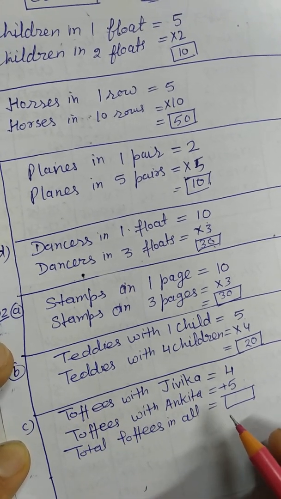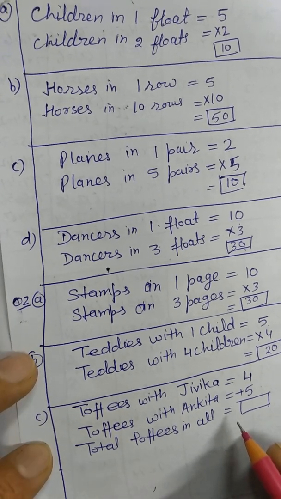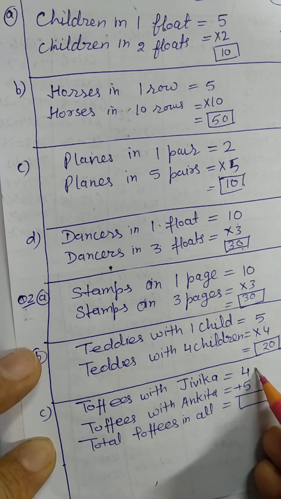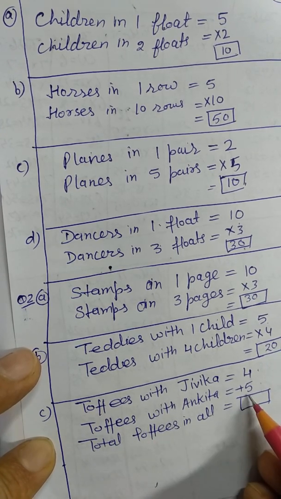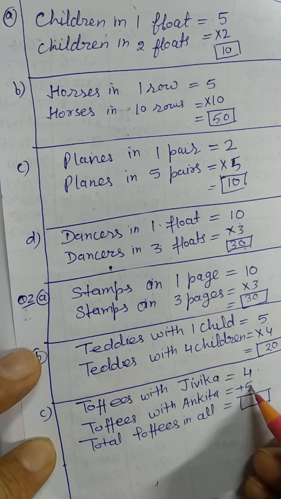In the same way, the last part is toffees. This is of addition. They were asking how many toffees both these girls have. Toffees with Jibika, 4; toffees with Ankita, 5. This is not of multiplication. Total toffees in all, 4 plus 5, 9.